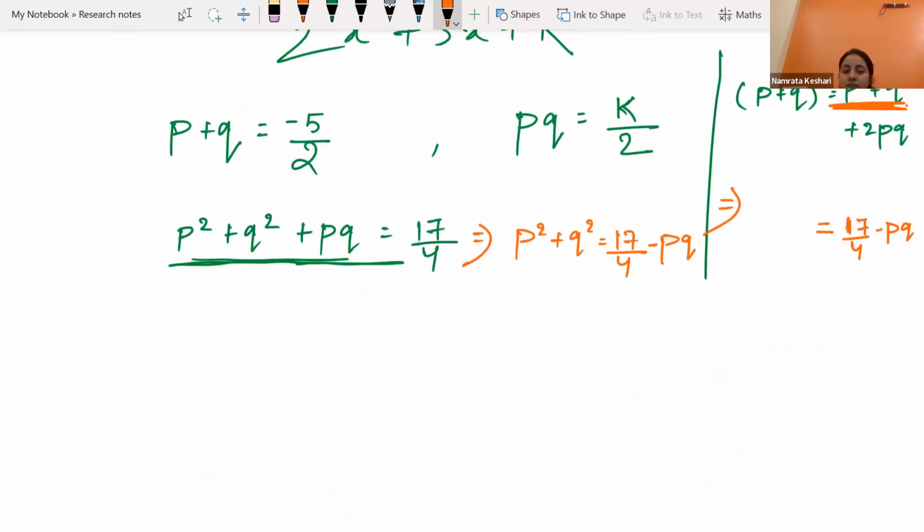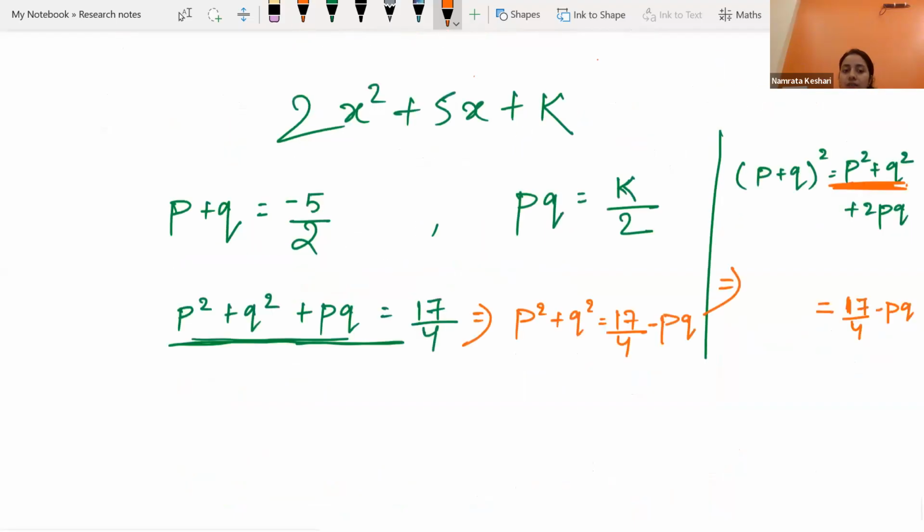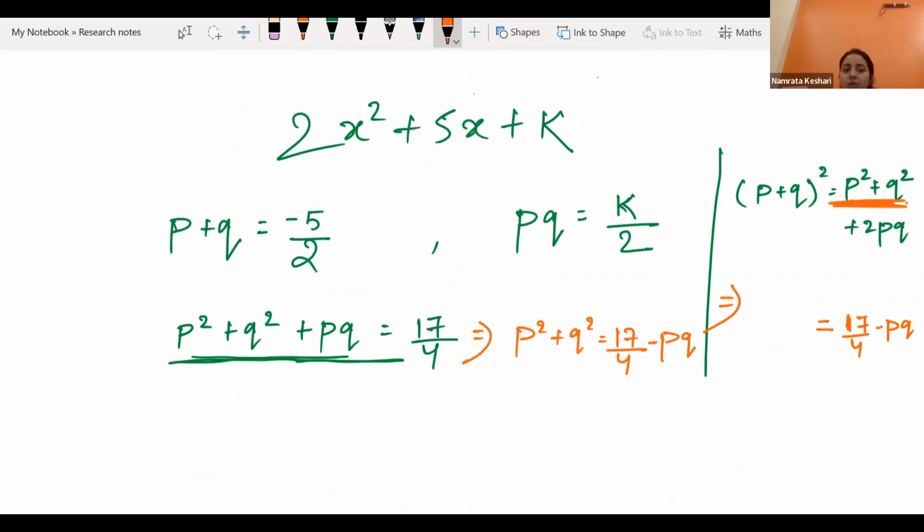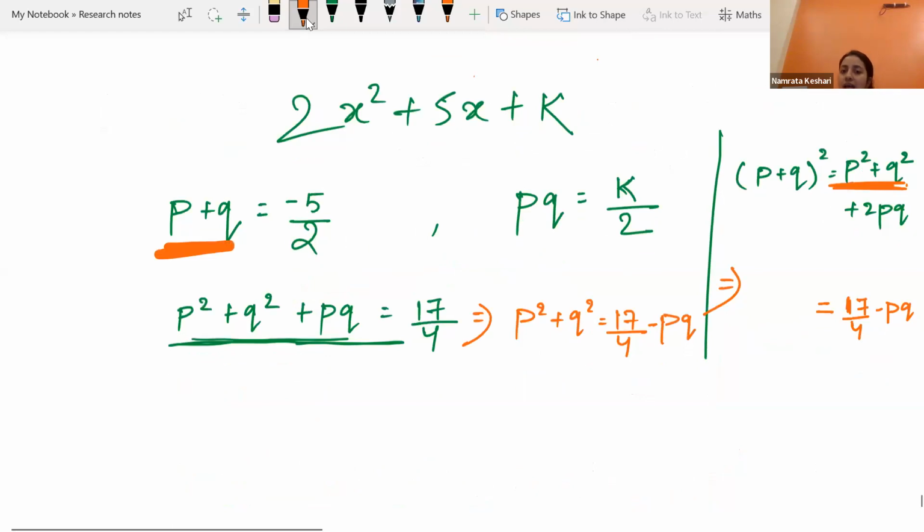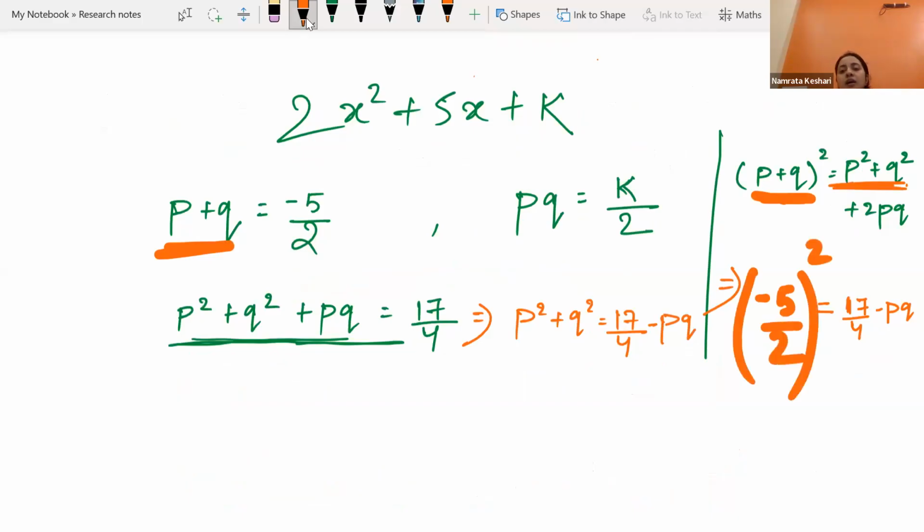Can we? Yeah. Ma'am, are we allowed to do negative b by 2 whole square for p square plus q square? Yeah, we are allowed to put the value as it is, that is minus 5/2 whole square. Can you see? Yeah. And from here we are getting the pq value directly, and that is all we need for finding the k value. We don't need p and q separately. We just need pq. We will be able to find the value of k, right?